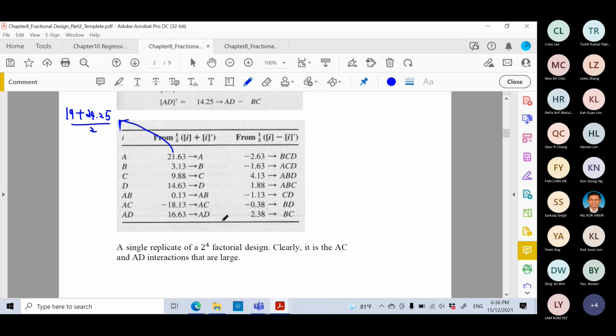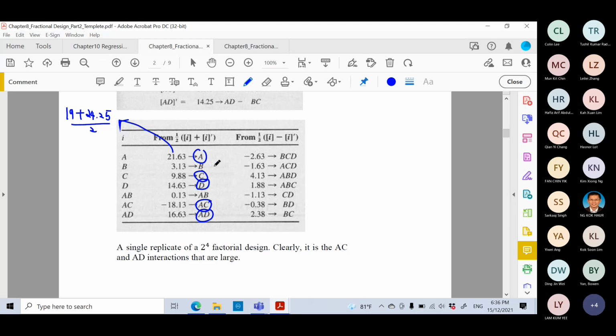So this one is a single replicate of the 2 power of 4 factorial design. So clearly AC and AD are the interaction effects. If you get the full factorial design, you can also observe that the largest effects will be AC, AD, and then D, C, and A. Okay, so you can plot the normal probability plot of this, then it can show you which one will be important.